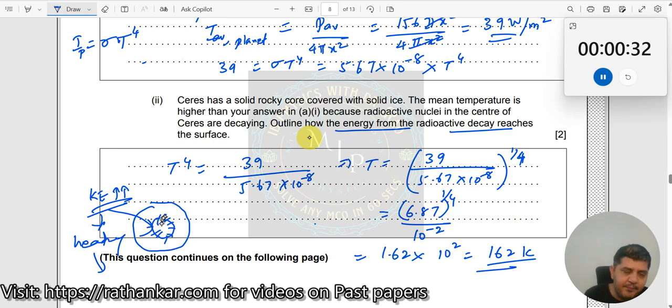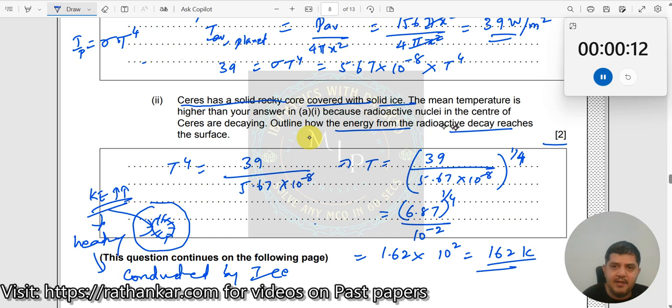When this gets heated up, now what is this here? Is it a gaseous planet? It's not a gaseous planet. It's a solid planet, it's already given: rocky solid covered with solid ice. What does it do? Then the heat is conducted by ice. So now what does he extract from here? This is for 2 marks. Outline how the energy from the radioactive decay reaches the surface. That's your answer.